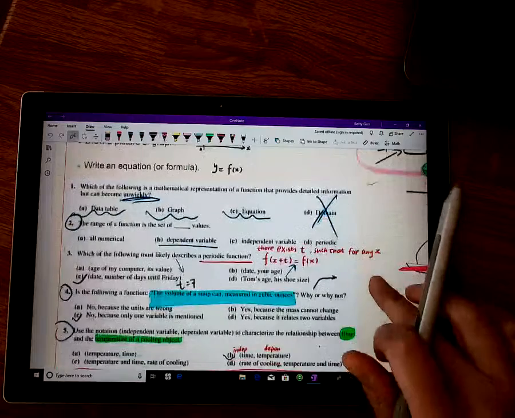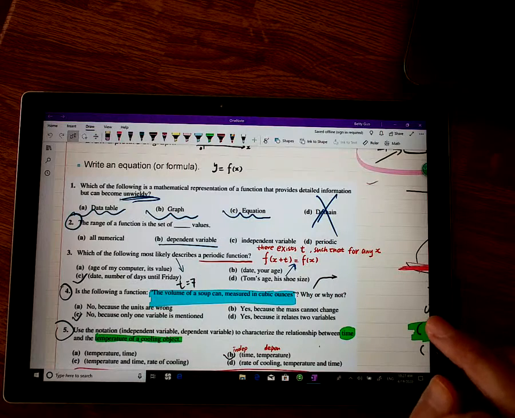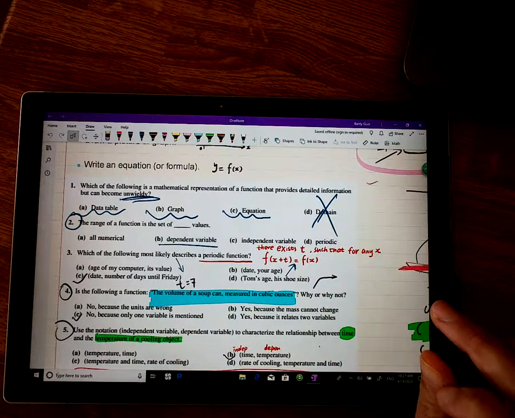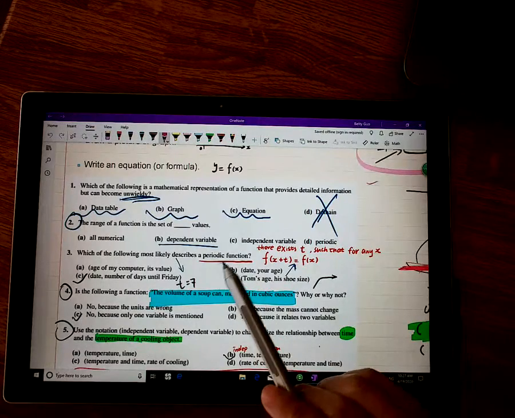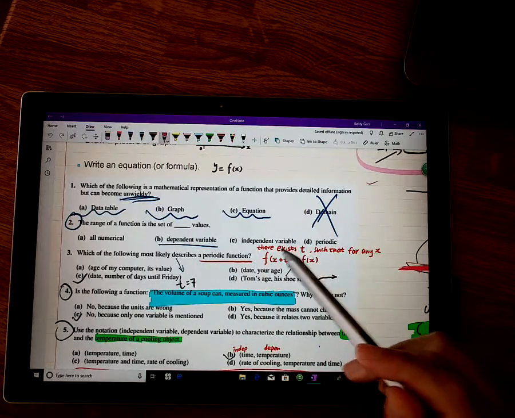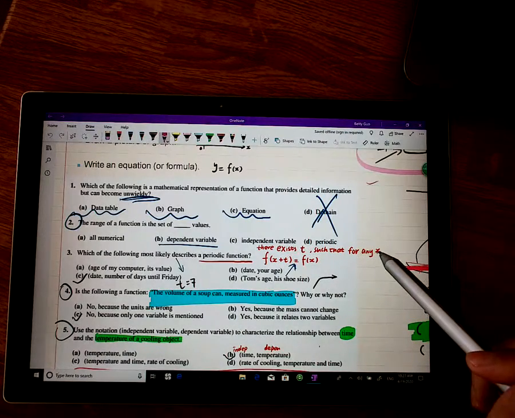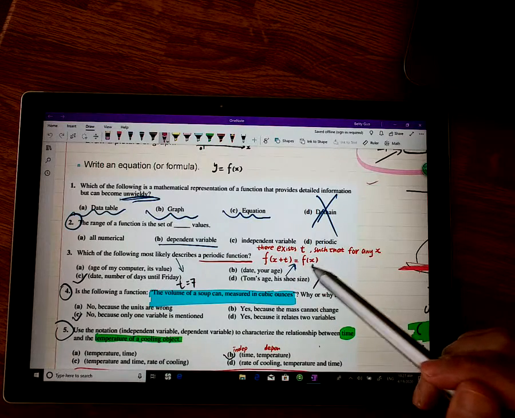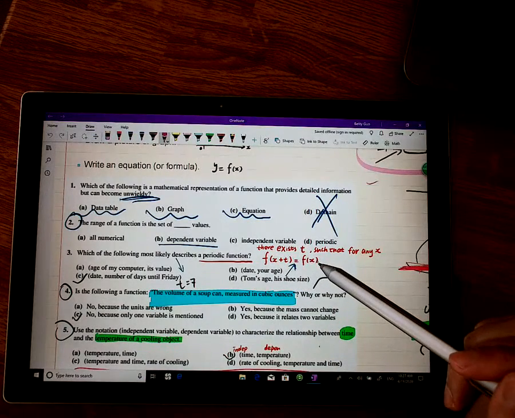Number 3, which of the following most likely describes a periodic function? Well, let me see how do I explain a periodic function. The formal definition for a periodic function is there is a constant T such that for any x, this equation is satisfied. So that is a condition for a function to be a periodic function. f of x plus T equals f of x.